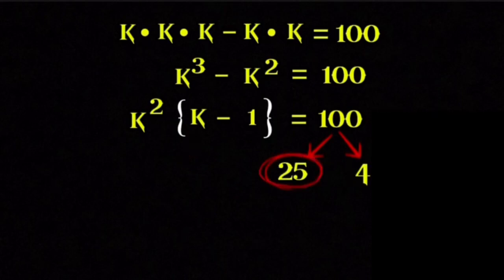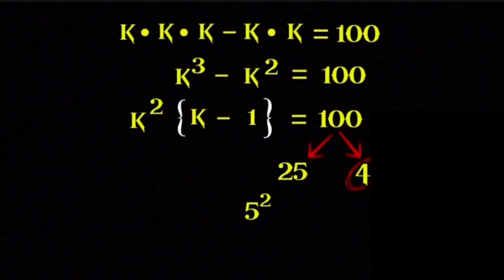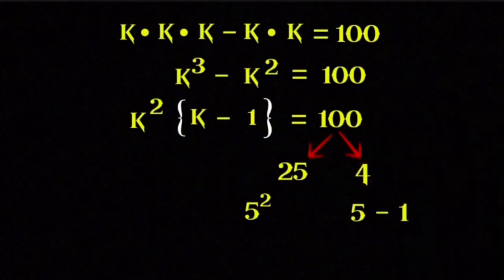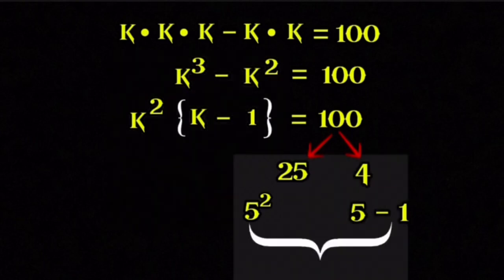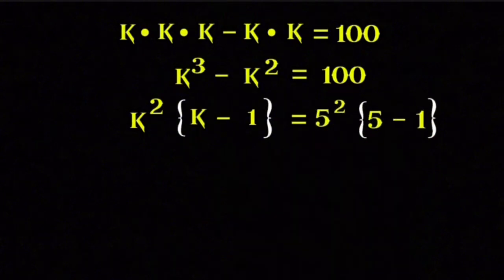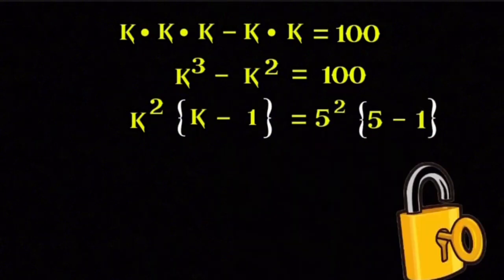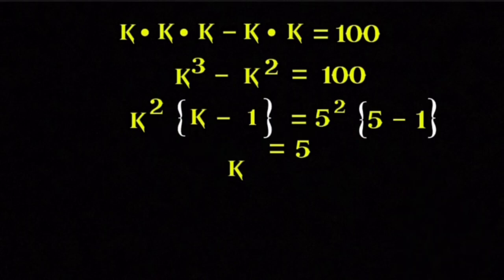Wait a minute. 25? That is 5 squared. And 4? That is exactly 5 minus 1. Do you see it now? On the left, we have k squared times the quantity k minus 1. On the right, we have 5 squared times the quantity 5 minus 1. It matches perfectly. It's like a key fitting into a lock. This tells us immediately that k must be 5.